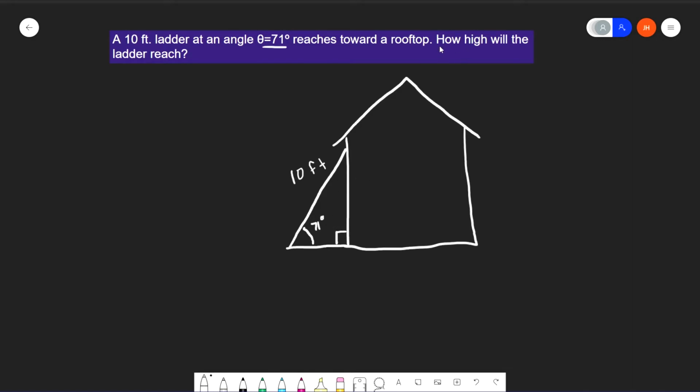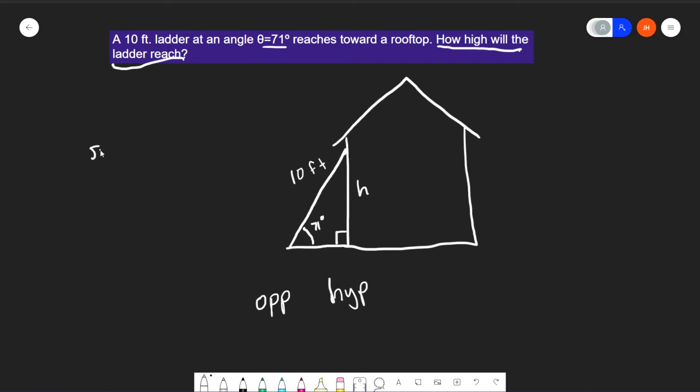So our question is, how high will the ladder reach? This seems like we're just trying to calculate height here. And in our diagram, what we've got is a right triangle. We know the angle, we know the hypotenuse, and we are looking for the opposite side. So we want to relate opposite with hypotenuse. We have a function in our trigonometric tool set which does this. We actually have two functions.